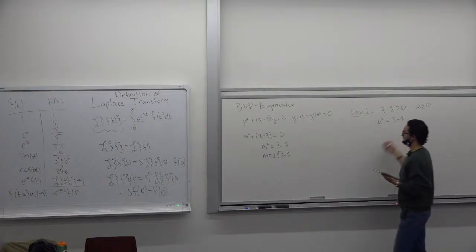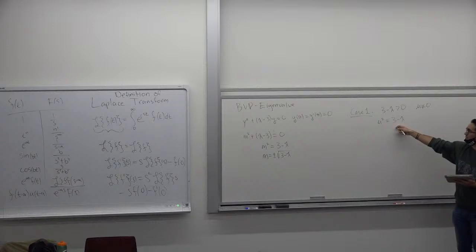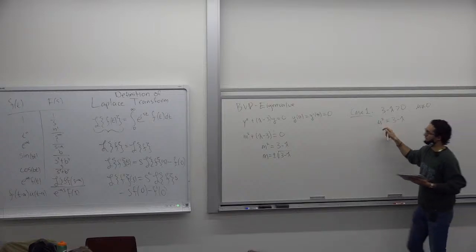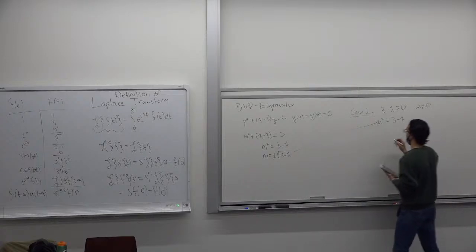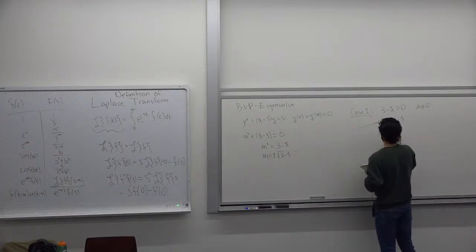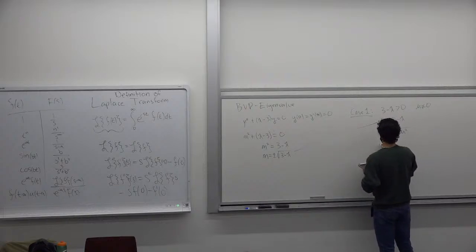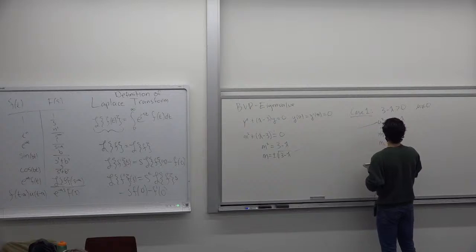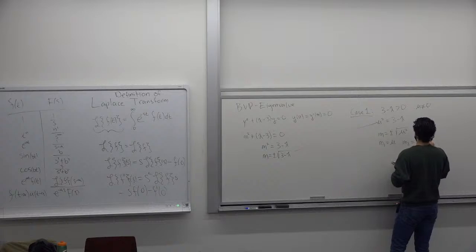So here we have 3 minus lambda. Here we have 3 minus lambda. We're going to plug mu squared right into there. So we have m equals plus and minus radical mu squared. And then we're going to have 2 m's. So m1 equals mu, and m2 equals negative mu.